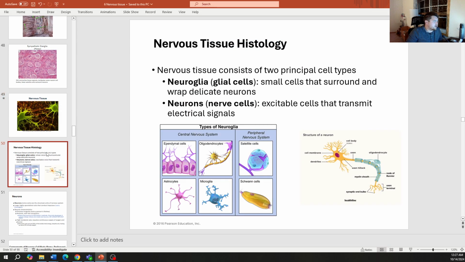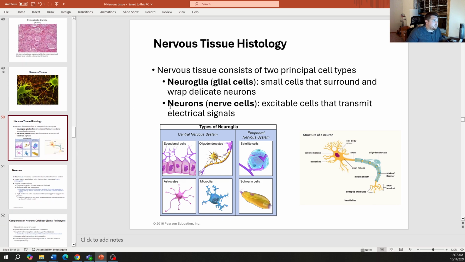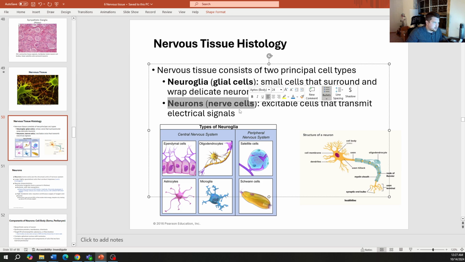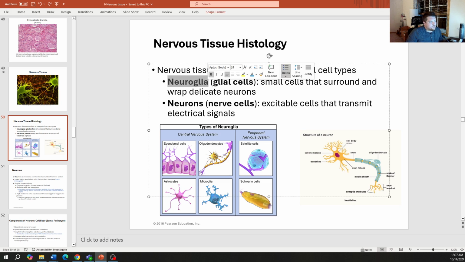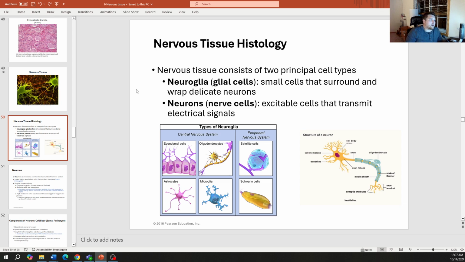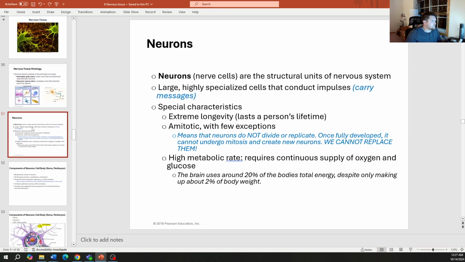So talking about the nervous tissue histology. There are two principal cell types that we're going to be talking about. We're going to talk about the neurons themselves, these nerve cells, the cells that actually are transmitting those electrical signals. And then we're also going to talk about the neuroglia, or the glial cells. Either way you want to say it is fine. These are a lot of our supporting cells. They're the small cells that surround and wrap around the delicate neurons. So we're going to start by talking about the neurons, and then we'll get into all the glial cells.